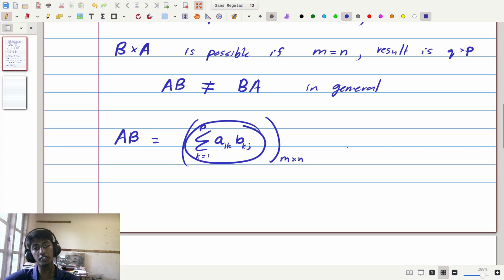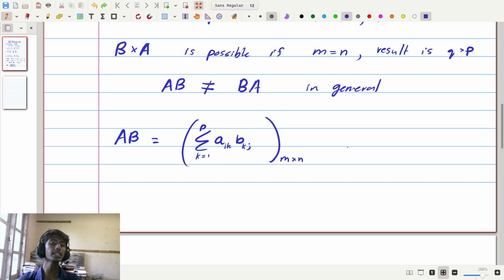Now, this expression might seem a little bit complicated to you and might not make that much sense, but it will make much more sense if you do an example or two and understand what this algorithm is doing. So basically, we go from k equals 1 up to P for every single ij combination from i equals 1, j equals 1 up to i equals m, j equals n.